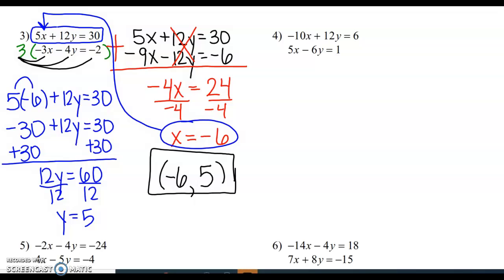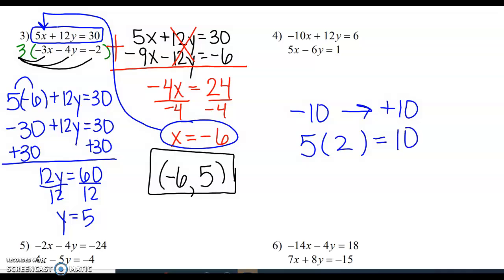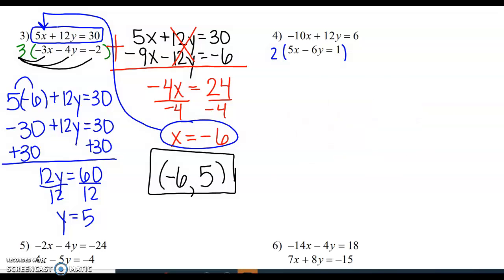All right, number 4. I have negative 10x and 5x aren't opposite. 12y and negative 6y are not opposite. So I'm just going to go after my x's because they're first. The opposite of negative 10 is positive 10. I have 5. So I'm saying 5 times what would give me 10? That would be 2. So I'm going to multiply the second equation by 2 in order to get opposites.